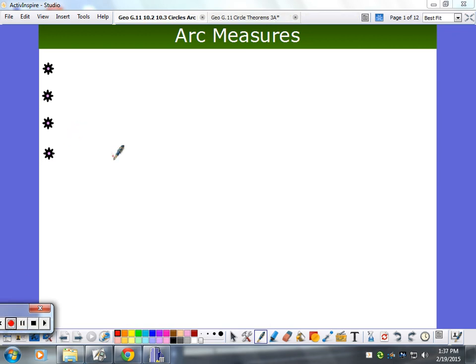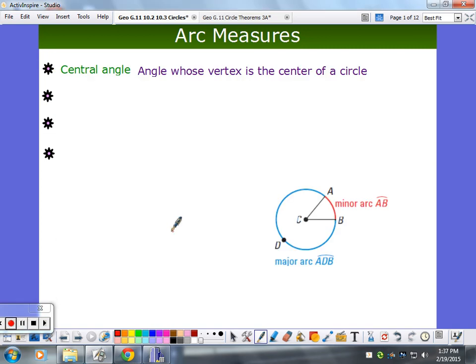We're going to start with arc measures, and then we're going to look at the chords. Let's see what we got here. Okay, well, first of all, let's talk about what an arc is. So an arc is like this little piece of a circle. That's an arc. It's a little piece of a circle. So we're going to be talking about that a little bit.